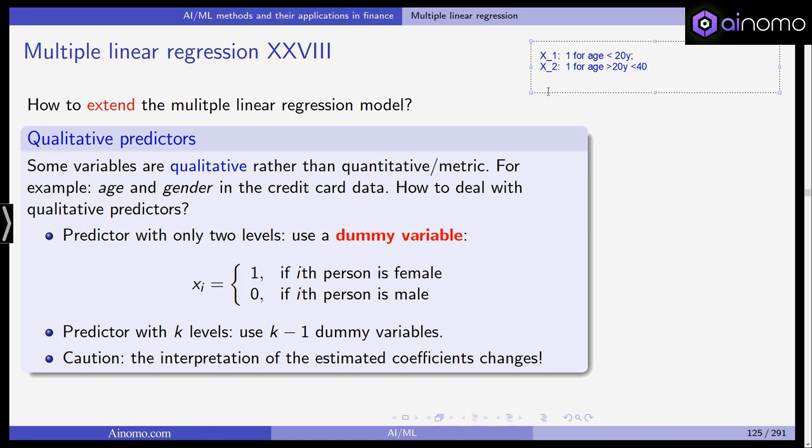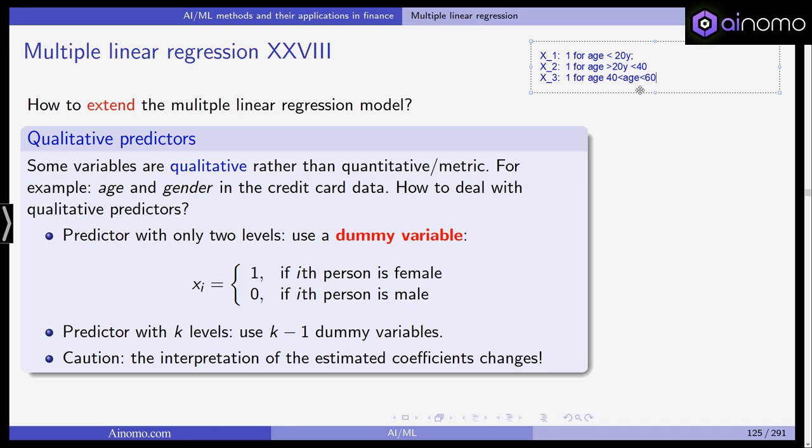And we can do this on and on. For example, x3, for example, 1 for age, let's say between 40 and 60. And then it's clear if all 3 dummy variables are 0, it's a person that is older than 60 years. So this is the way how to code qualitative predictors, but you need to be careful when interpreting the estimated coefficients.